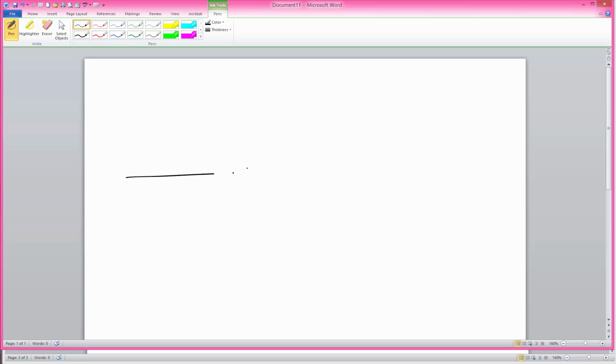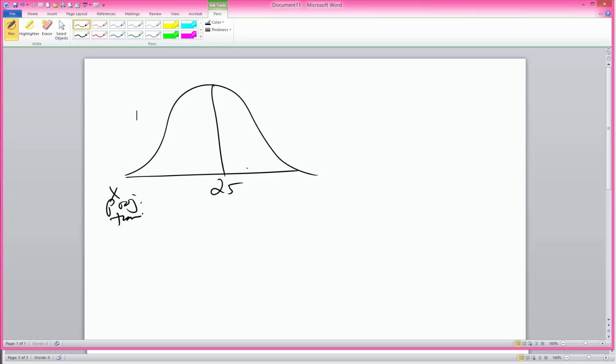So we have a project with average duration for it. On the x-axis, this is project time. Average duration is 25 and standard deviation is 2.38. Let's assume these are in weeks. We want to know what is the probability that project time is 30 or less, meaning we can finish the project within 30 weeks of starting it.